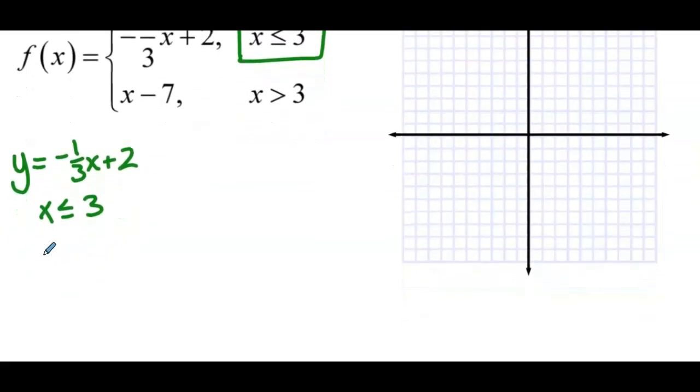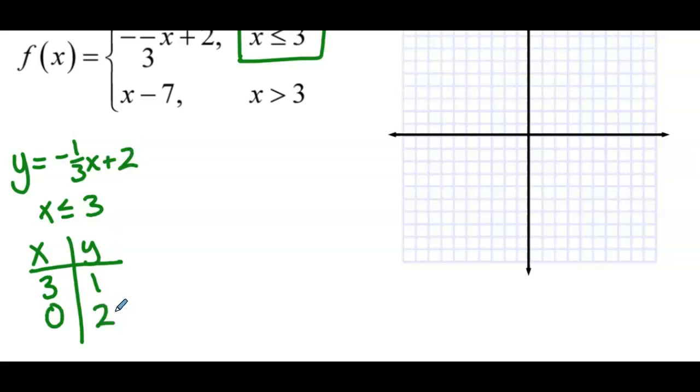Here I'll do a table of values instead of writing out points, just so we can have a few different options. So the first x value, let's use x equals 3. If we substitute 3 in, we have -1/3 times 3, which would be -1, plus 2 is +1. Now, next up in our table of values, we need an x value that's less than or equal to 3 that divides by 3 nicely. Well, let's go 0. When x equals 0, we have an output of 2, which is the y-intercept, right? This is in slope-intercept form.